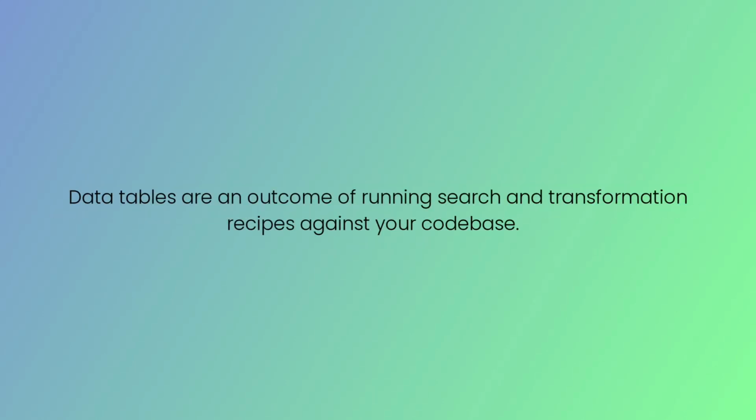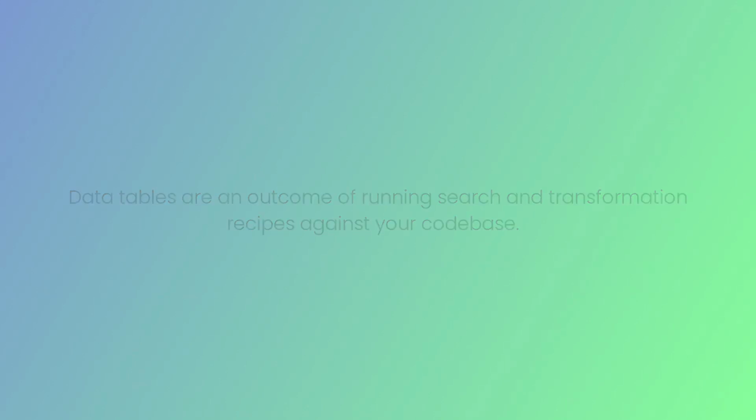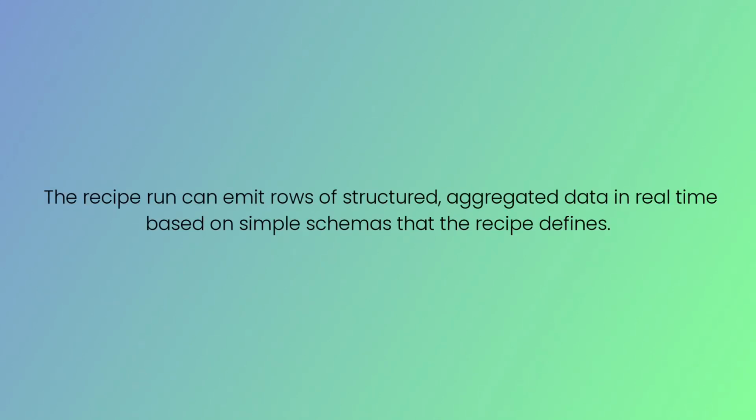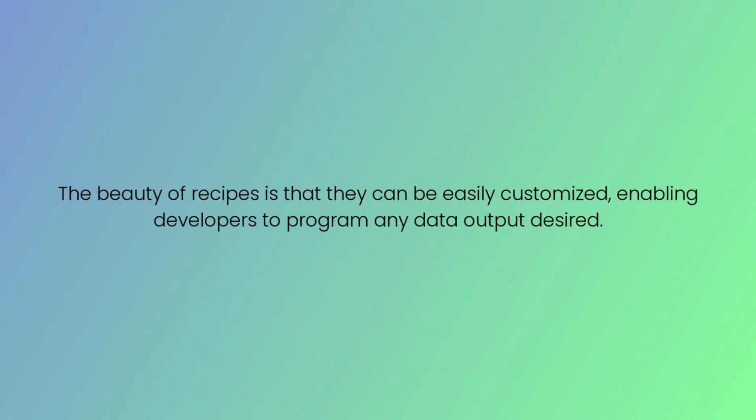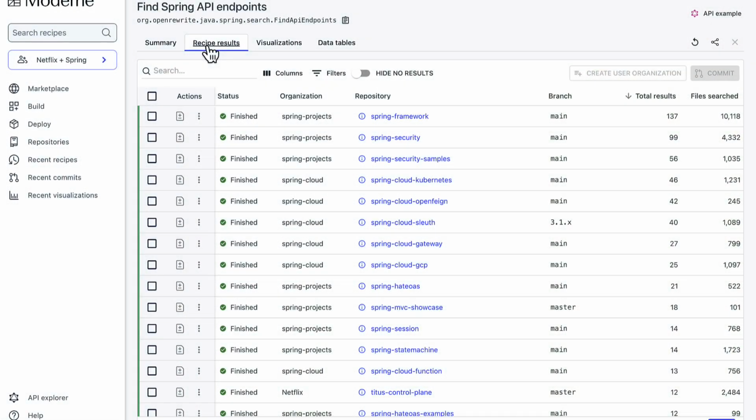Data tables are an outcome of running search and transformation recipes against your codebase. The recipe run can emit rows of structured, aggregated data in real time based on simple schemas that the recipe defines. And the beauty of recipes is that they can be easily customized, enabling developers to program any data output desired. Let's take a look at an example of a data table that can help you understand your code better.